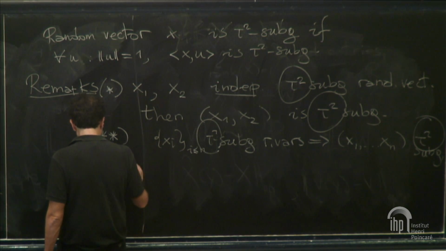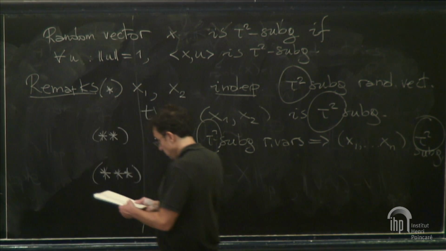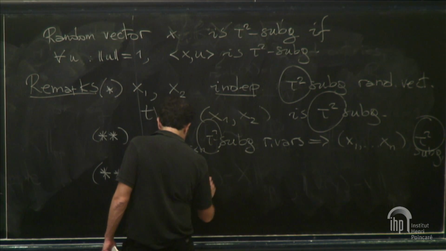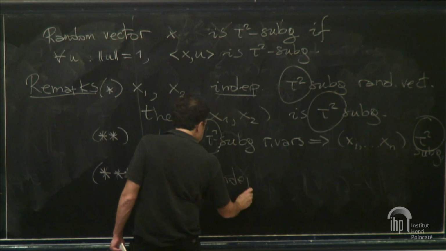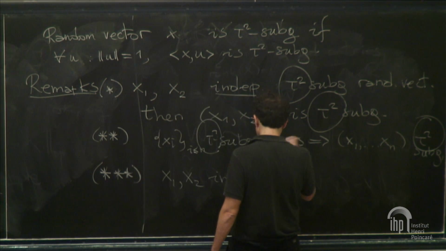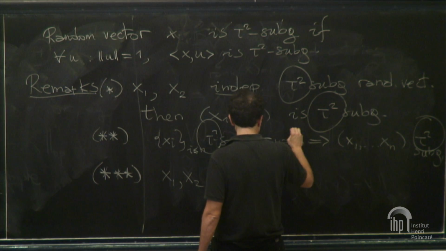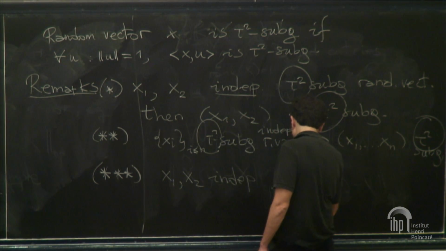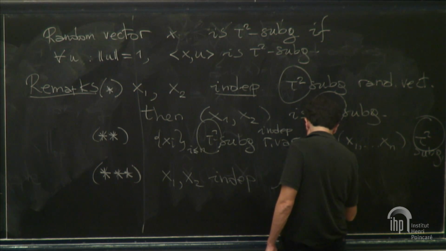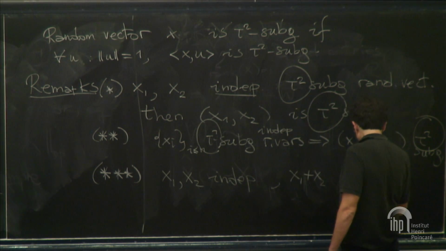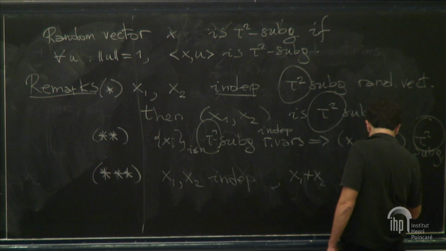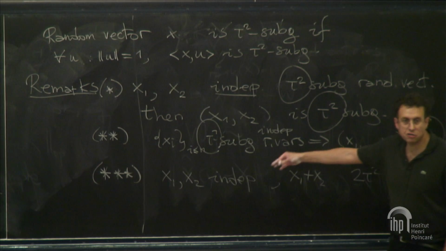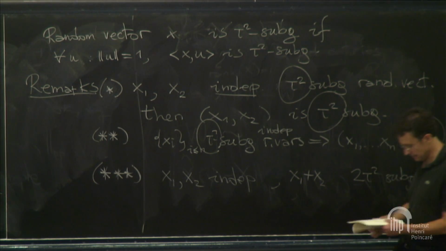And third property: if x1 and x2 are independent, so these have to be independent, of course, then x1 plus x2 is also two-square sub-Gaussian. Exactly like with Gaussian, when you add, the variances add up.